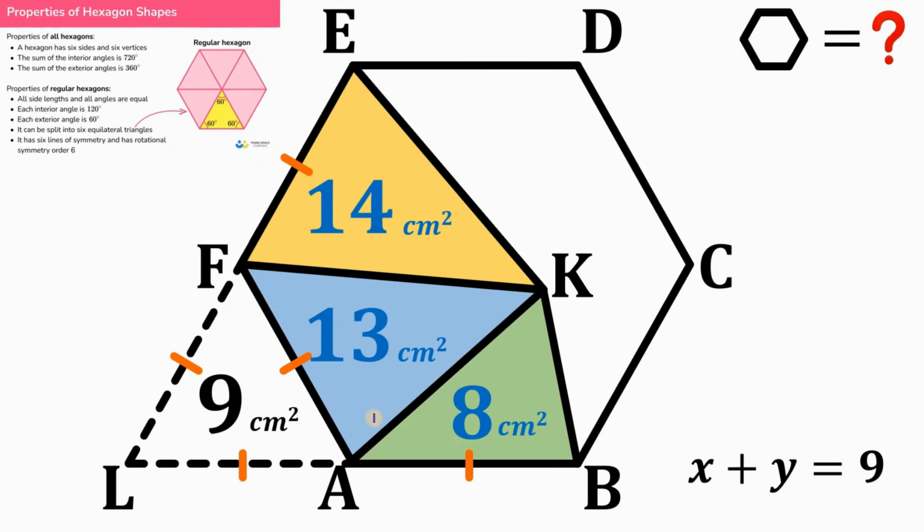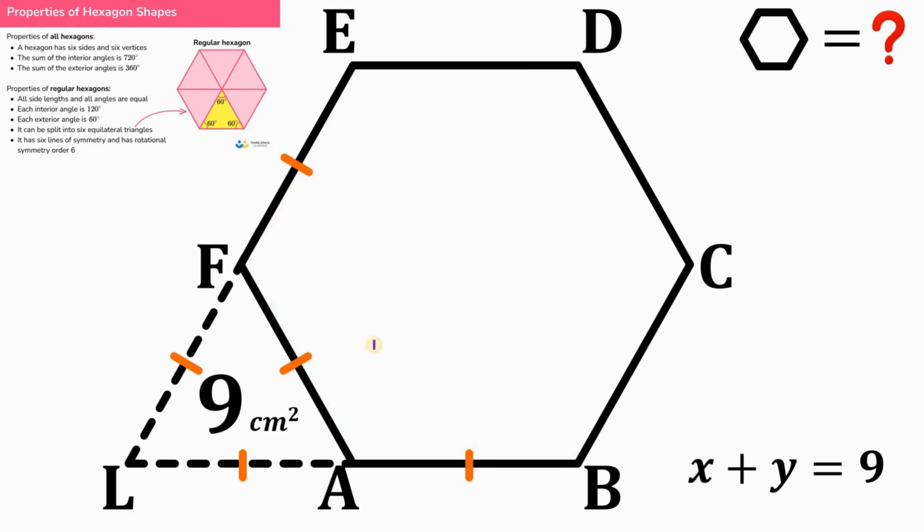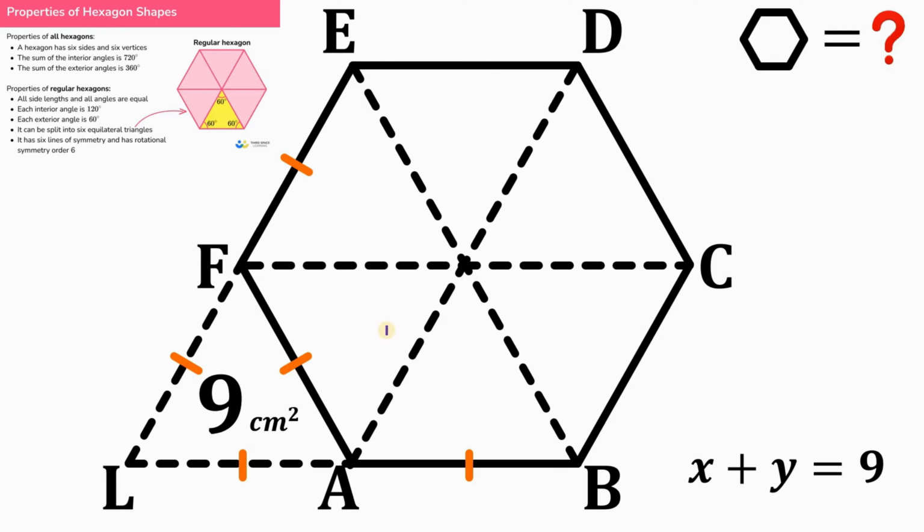Alright, now let's focus first on our regular hexagon. Now, let's split this regular hexagon into 6 equilateral triangles. Now, from here, take note that we have 7 equilateral triangles. So we have 1, 2, 3, 4, 5, 6, and the last, this one, 7. Therefore, we can say that the area of one of these equilateral triangles is also equal to 9 square centimeters.